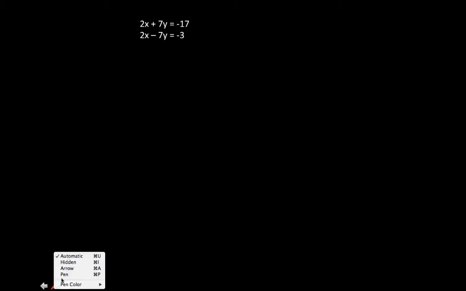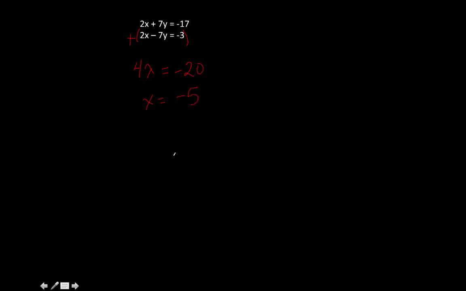This one, you would have a choice. So these two match exactly. These two are opposites, so do whatever you want. Add or subtract, it doesn't matter. So I'll add, because most people prefer that. So I have 4x, the y's go away, and negative 17 plus negative 3 is negative 20. X is minus 5.